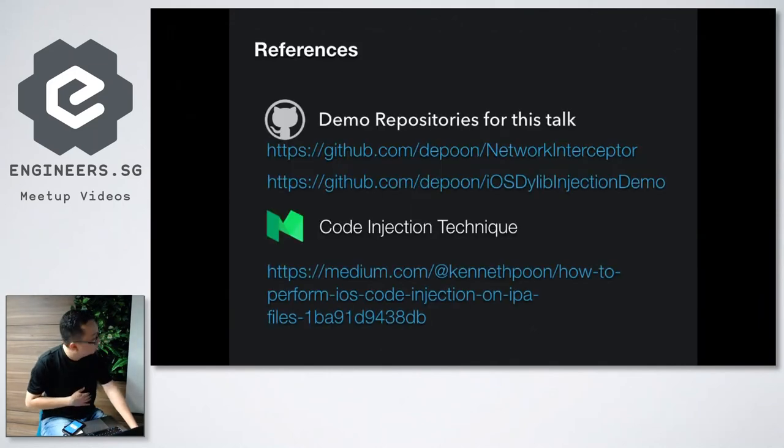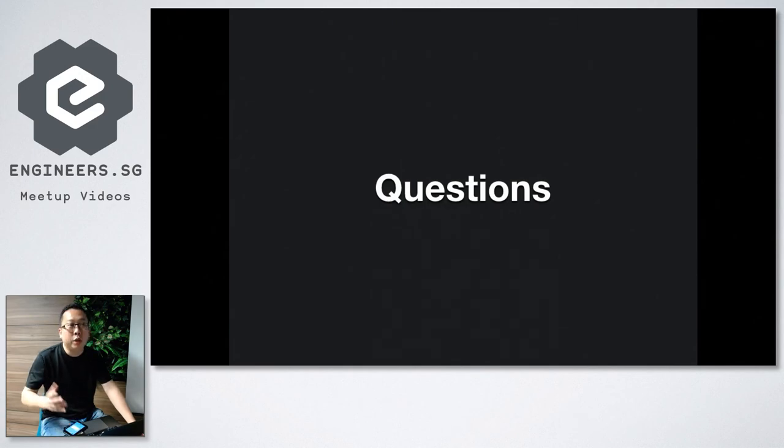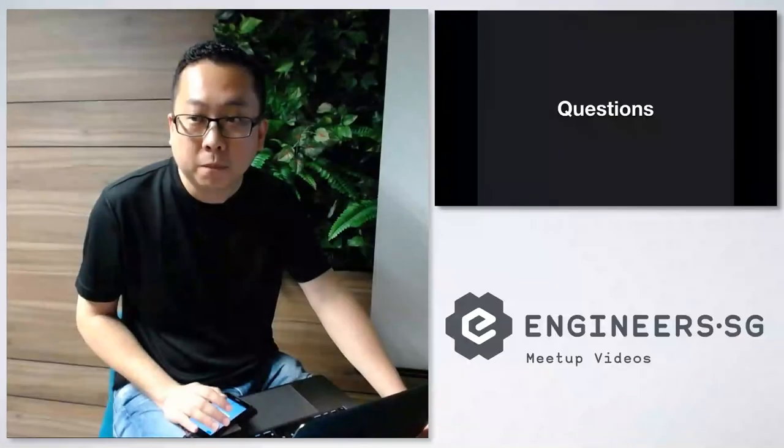Okay, so for references, here are the links to the GitHub repo featured in this talk. There's the Network Interceptor repository. You can go in and have a look and play around. Also, you might even consider adding your own loggers. You want to send it to Sentry or, I don't know, some cloud loggers. And the second one is the dynamic library injection demo where you can actually patch IPA files, and then later use it to install onto your phone. And here is the Medium post which I wrote 2 years ago. It's the code injection technique, so you can refer to this post. So that's the end. Any questions you want to ask about it?